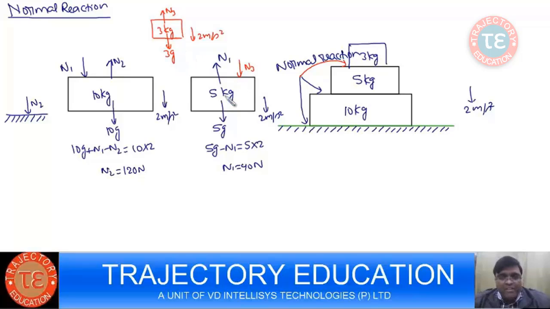So let me think if there is any other change. 5 kg interacting with 3 kg, so we have a force N3. 5 kg interacting with the earth, so you have 5G. 5 kg interacting with the 10 kg, so we have force N1, which 10 kg applying, and as a reaction 5 kg applying force N1 on 10 kg. 10 kg interacts with the earth, so you have 10G. It interacts with the surface also, so it has got N2 force.